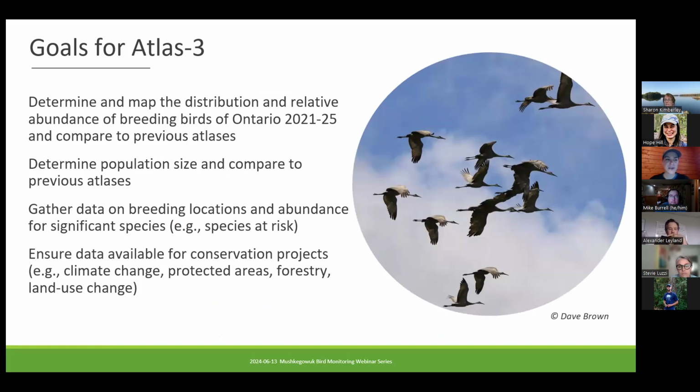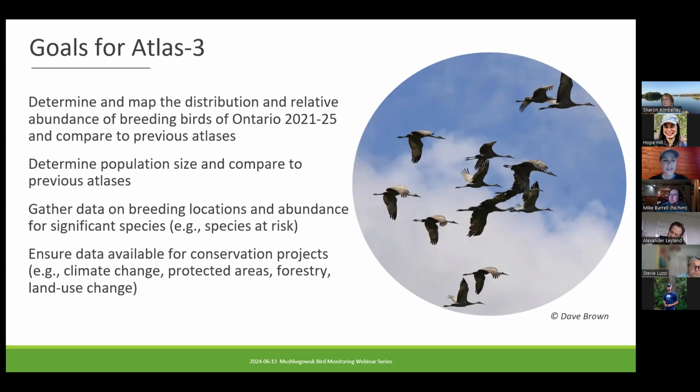So what are our goals for this third atlas? Well, we want to determine and map the distribution and relative abundance of breeding birds, as I mentioned before, but we want to compare back to previous atlases, so compare back to Atlas 2 and to Atlas 1, determine their population size and compare to previous atlases, gather data on breeding locations and abundance for significant species. So one thing that's new for Atlas 3 is that we're able to pinpoint exact locations of significant species or species at risk, colonial species, or species that we're kind of looking out for that might be on the decline, so that we can attribute their exact location to potential habitat and increase our conservation efforts that way.